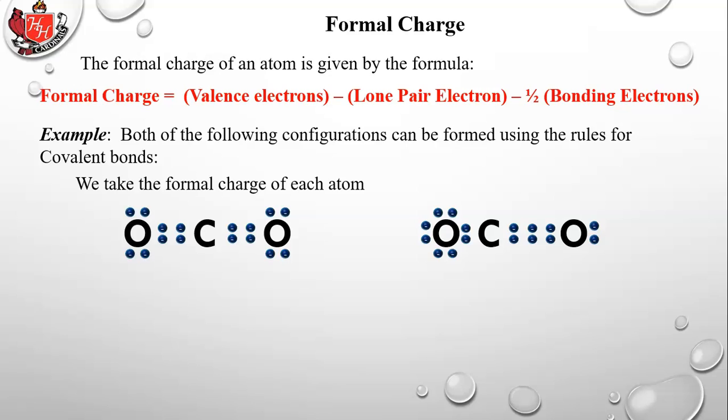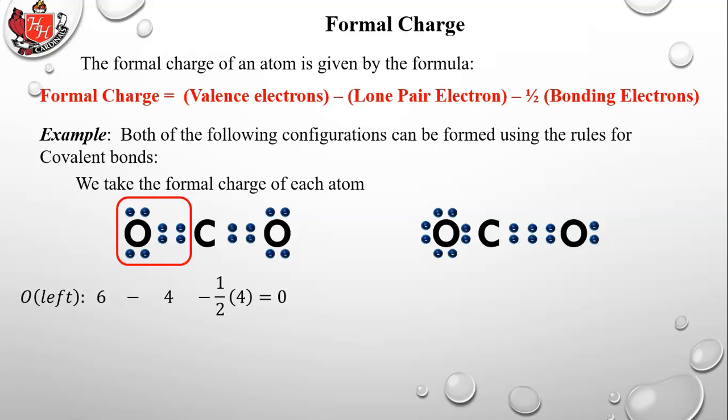But one of them doesn't appear in nature. One of them does and one of them does not appear in nature. So formal charge is a way of telling which one of these is the more stable one and which one will actually appear in nature. So let's apply these rules up above, and let's just talk about the numbers first and then what they mean.